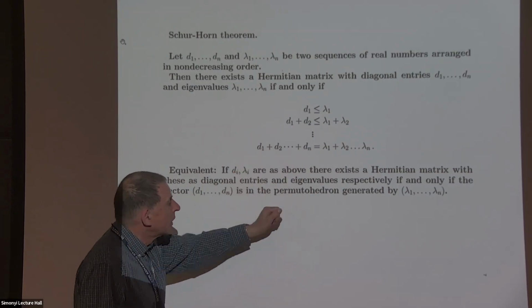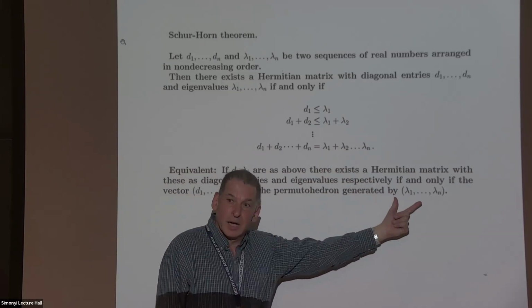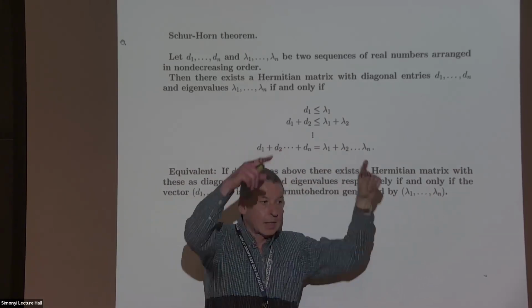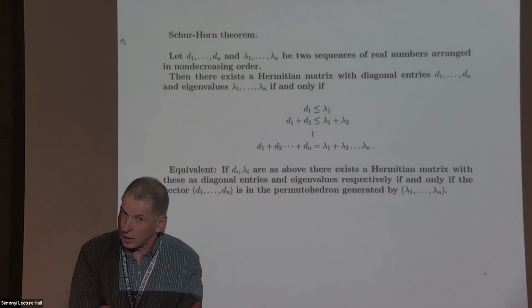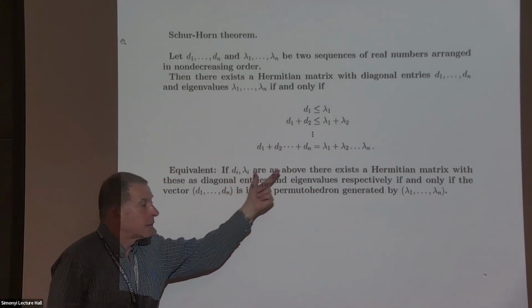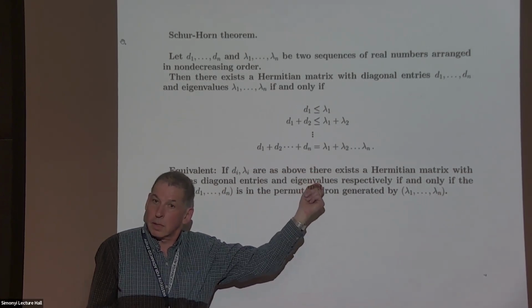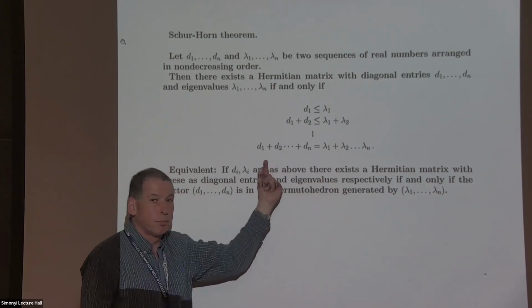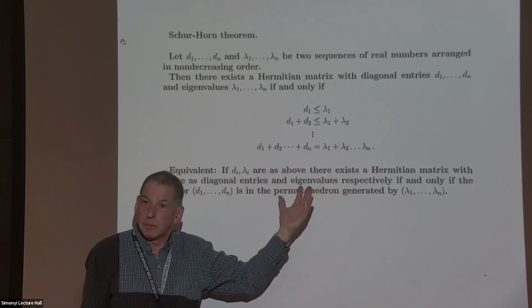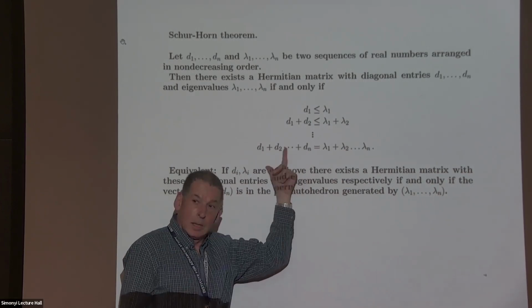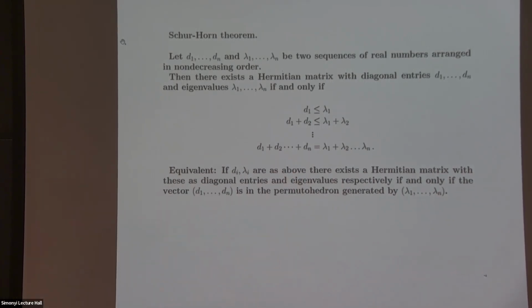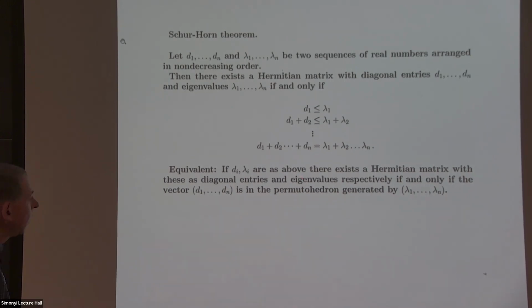What this really means is that if I take lambda 1 through to lambda n, and I take all its n factorial permutations viewed as a vector, and I take the convex hull of that, it gives me a permutahedron, and the di's lie inside that permutahedron, all right? And conversely, for the Horn theorem, if I give you the permutahedron and a point inside it, I can give you a Hermitian matrix with that set of eigenvalues and that set of diagonal entries lying inside it. Okay, so that's the Schur-Horn theorem. That's one of my favorite theorems. It's a rather beautiful thing.